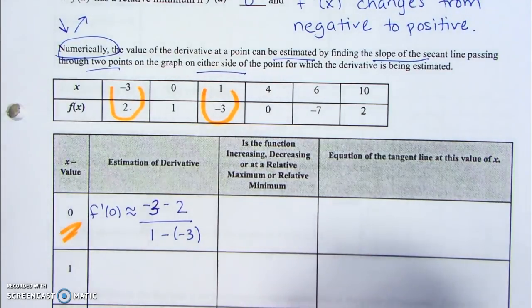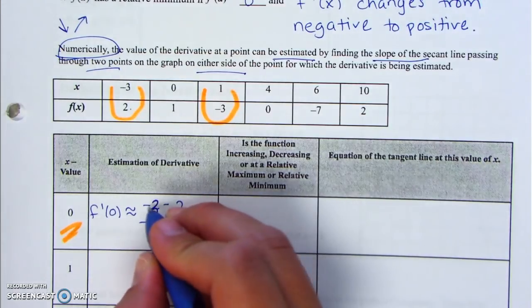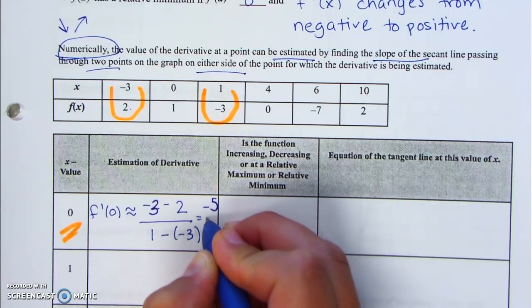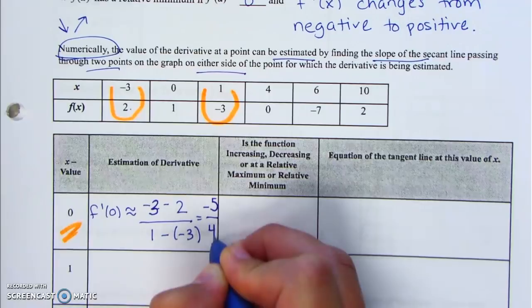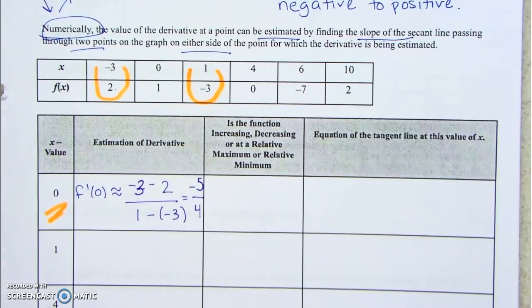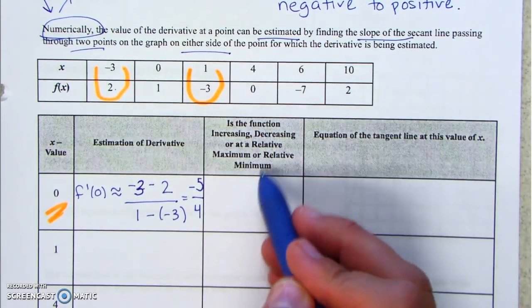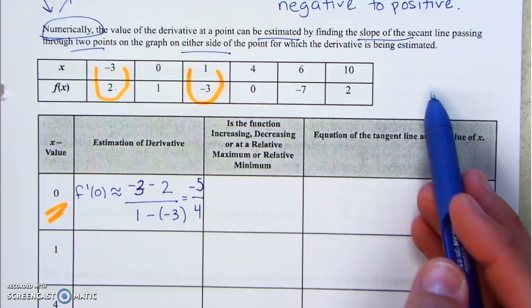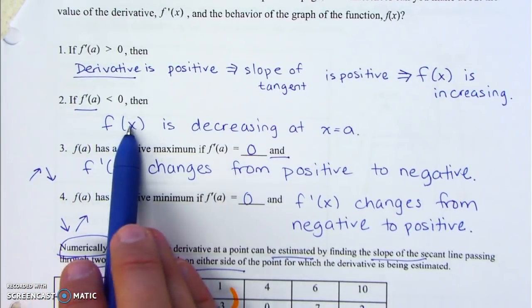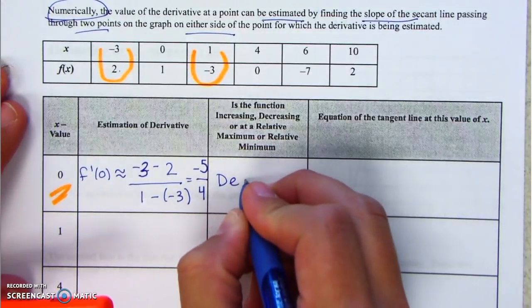And I used the entire space to show my work, so I have no room for my answer. Okay, negative 3 minus 2 is going to be negative 5, and then 1 plus 3 is 4. So that's the slope around 0. It's my estimate. Is the function increasing, decreasing? Okay, we don't have a graph anymore, but we're going to say by this derivative. This derivative is negative. So what did we say? If the derivative is negative, then f is what? Decreasing. Okay, so that's going to be decreasing.